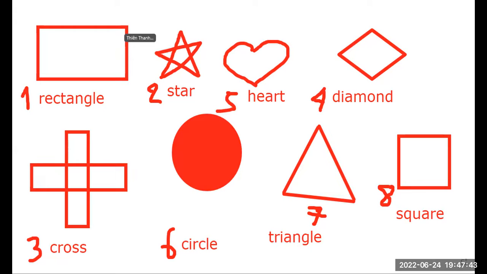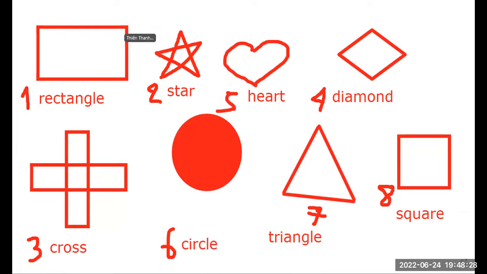Tell me number four. Diamond. That's very good, Tom. I can see Tom is the first person. Next one, I want to know number six. Number six is? Circle. Very good, Cherry. Great. And the last number, I want number three. Cross, right? Thank you. Next one, number five. Heart. Yes. Thank you, Feng Yuan.